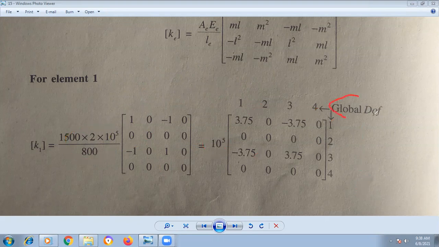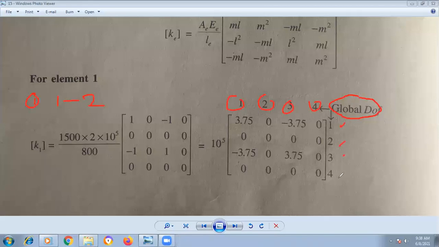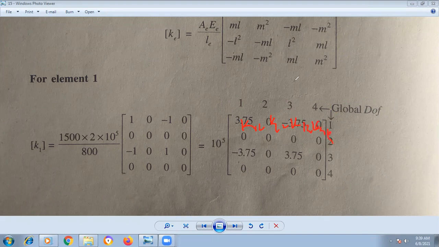Now, the global degrees of freedom, this depends on element connectivity data. Element 1, we had written it to be connecting between nodes 1 and 2. 1 and 2 means this will be Q1, Q2, Q3, Q4. Therefore, write it as 1, 2, 3, 4. So these are K11, K12, K13, K14, right? K13 means first row, third column. 1, 4 means first row, fourth column, so on. So we have written the stiffness matrix for it.